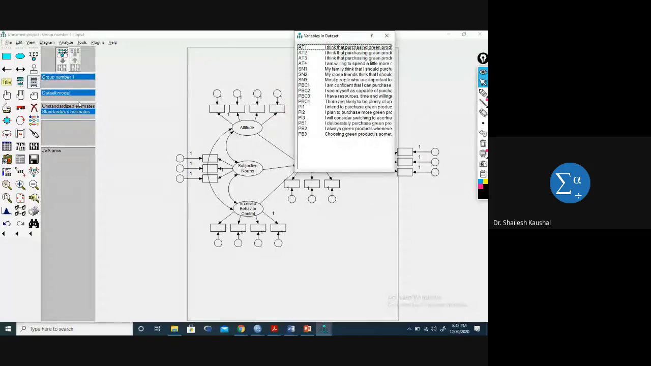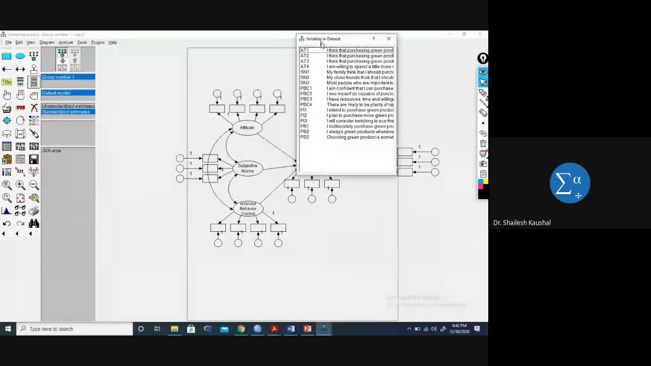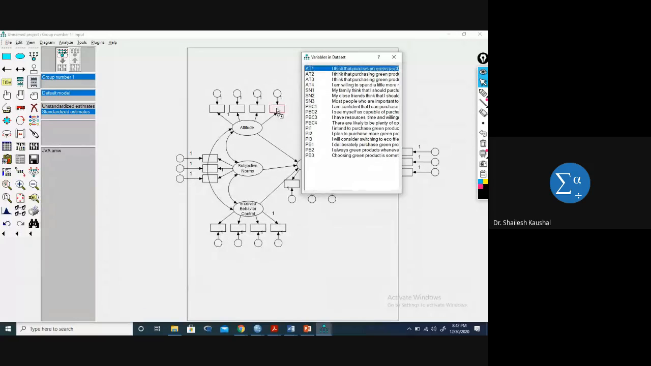First of all, attitude. So plugins, views, and interface properties. I untick labels, so miscellaneous and then untick display label, otherwise the full question will come. So I am dragging and dropping these: A1, A2, A3, A4, and then subjective norm SN1, SN2, SN3.